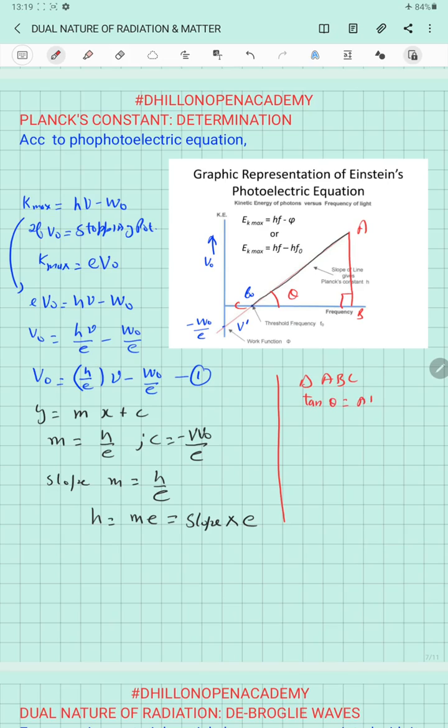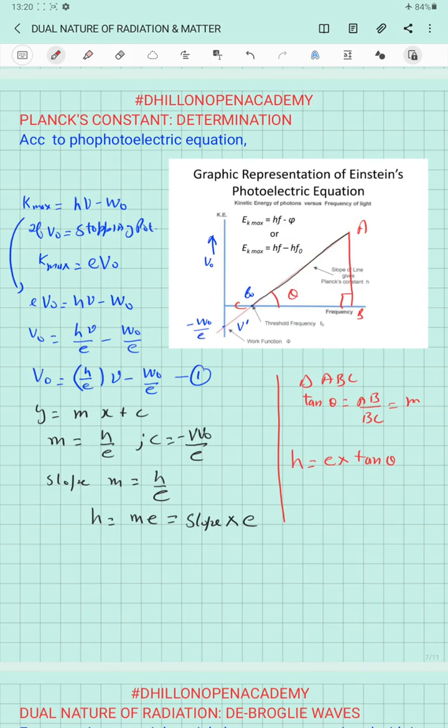tan theta will be equal to AB over BC, which is nothing but the slope. So alternatively h can also be equal to E into tan theta. So again we are going to get the value of Planck's constant.